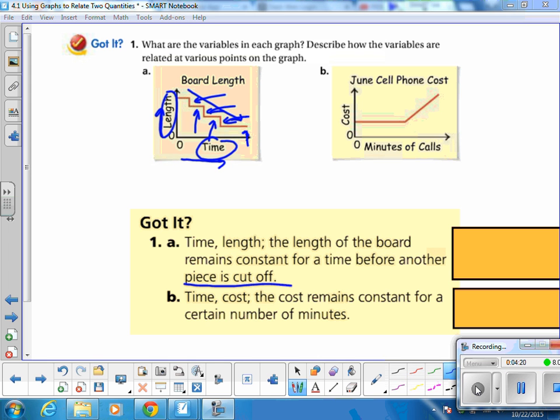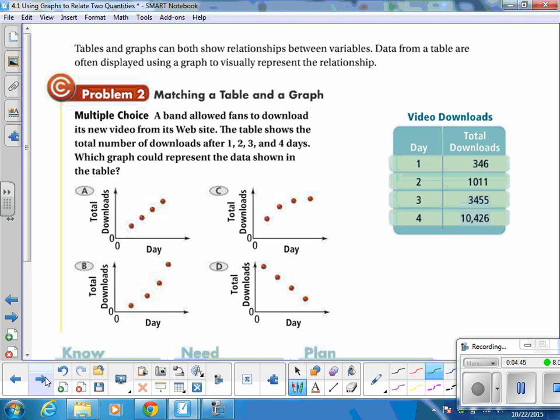We have the minutes of calls happening and the cost changing. And we've got a plateau going on here. Looks like the cost is staying the same all the way through, and then it changes. So maybe this is like a rate plan or something where your first amount of minutes is prepaid and the cost does not change. And then at some point in the situation here, right here is when you get charged for more, maybe for more minutes.